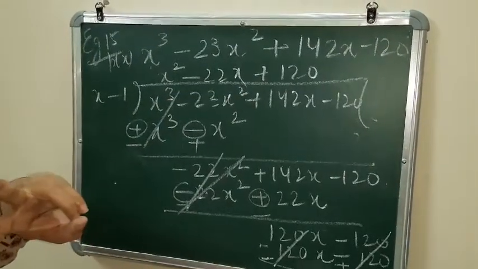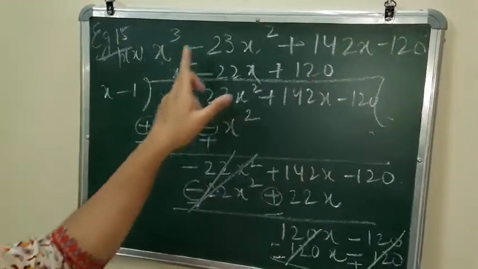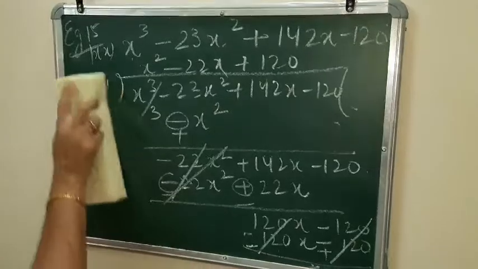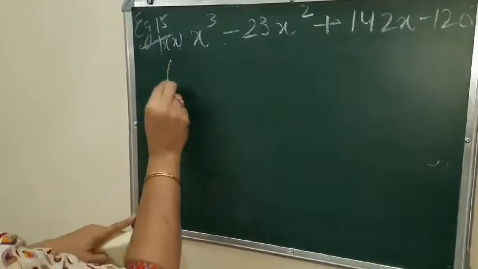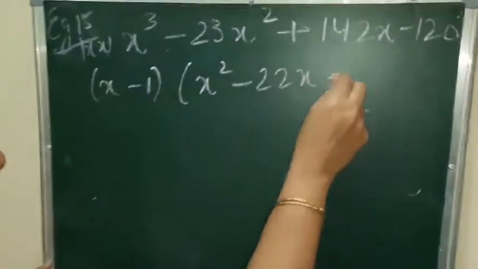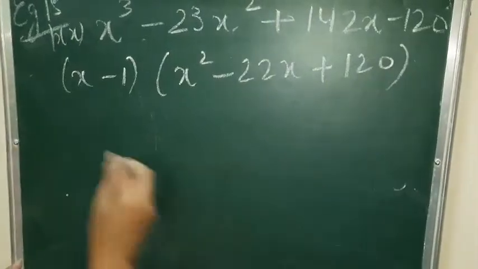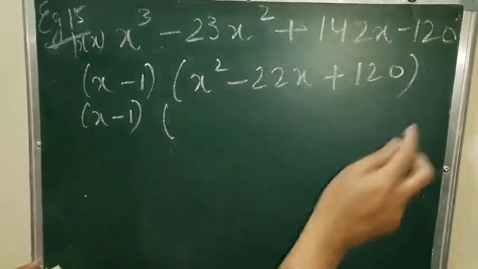But we need how many factors? 3. So what we'll do, we'll just split the middle term of this also and we'll get 2 more factors. So we have got the factors x minus 1 and x square minus 22x plus 120. Now x minus 1 we'll keep writing as it is, and here we'll split the middle term.